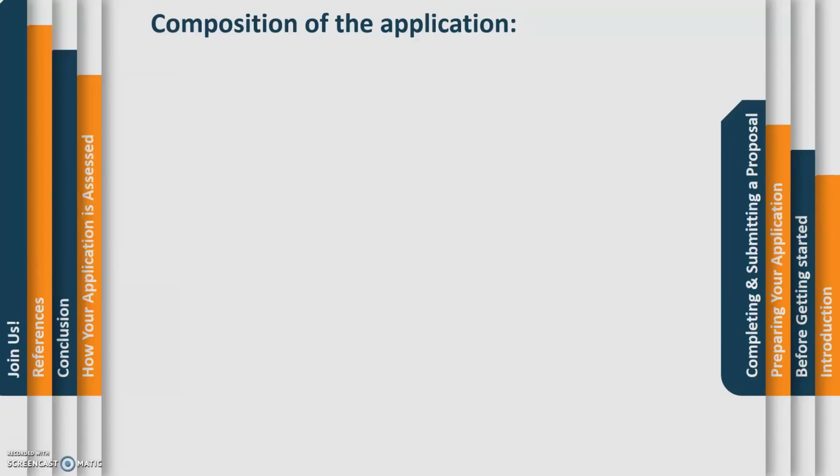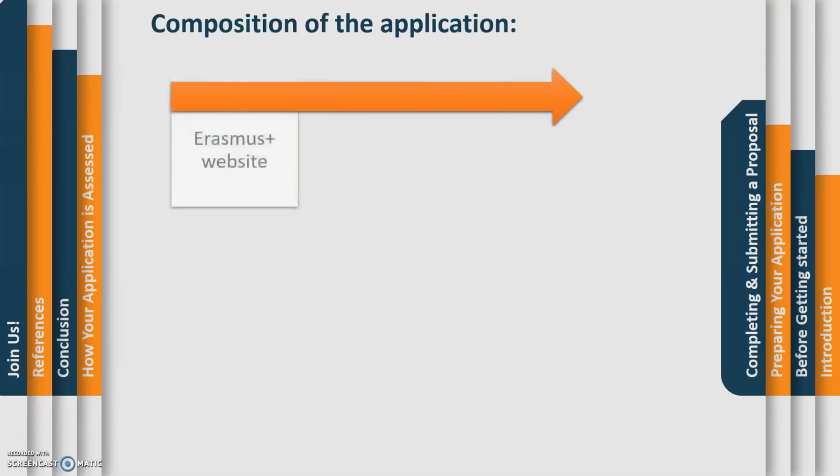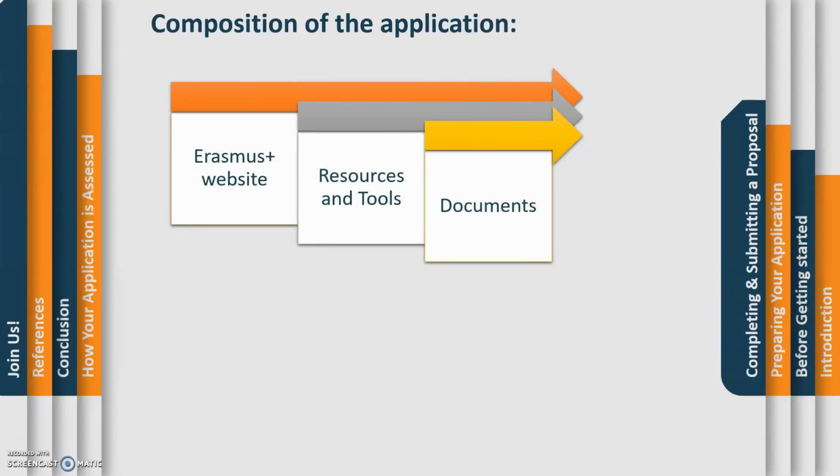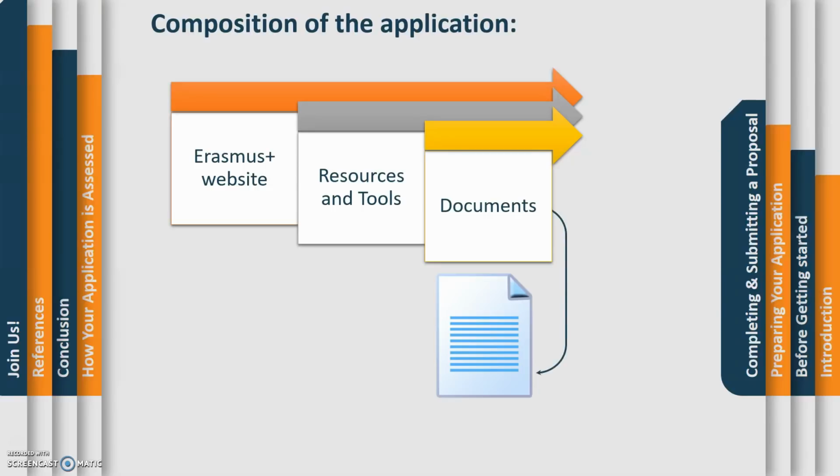The application is composed of the form and mandatory attachments that you will find on the Erasmus Plus website under Resources and Tools and Documents. The form contains the applicant's data and, if relevant, those of the partners, together with some basic information related to the nature of the proposal, its duration, its budget, and so on. The list of mandatory attachments is specified in the checklist section of each form.